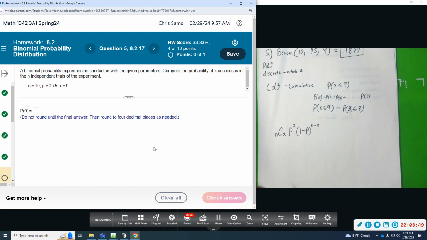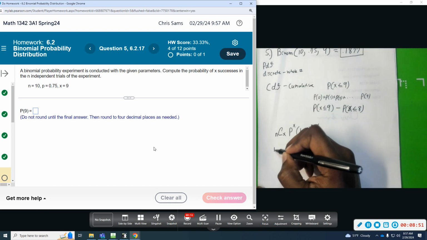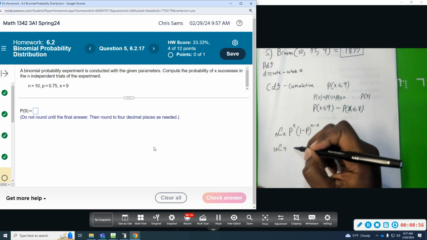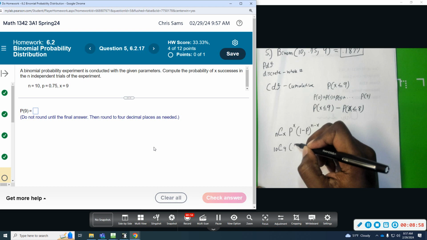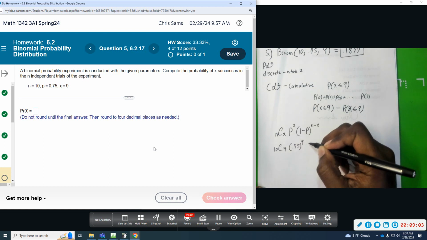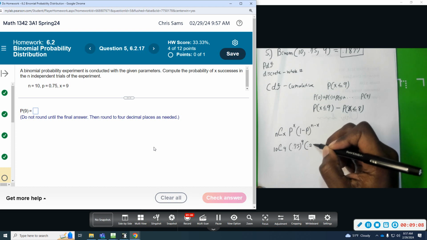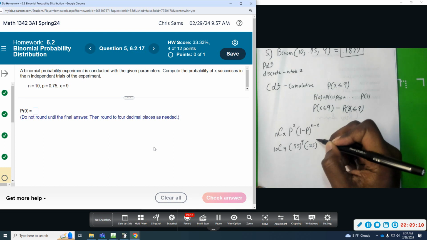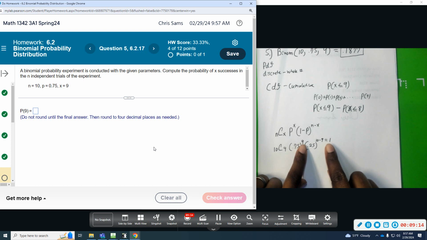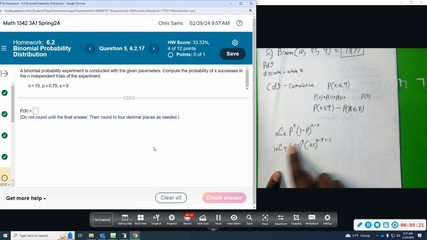So what this would mean is I would say 10 choose 9. So there's a bunch of ways that can happen. Our probability of success is 0.75. We're going to do it to the 9th power. My probability of failure would be 1 minus 0.75, which would be 0.25. And I would raise that to the 10 minus 9, which is equal to 1. So when you add up these two exponents, it should equal your total number of trials, which is 10. You got 9 successes and 1 failure. That gives you all 10.